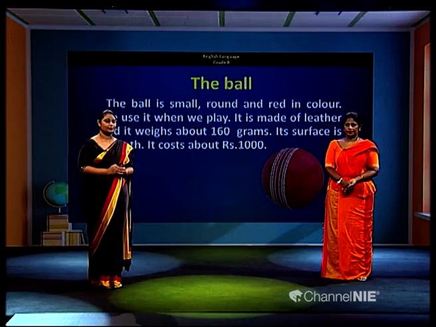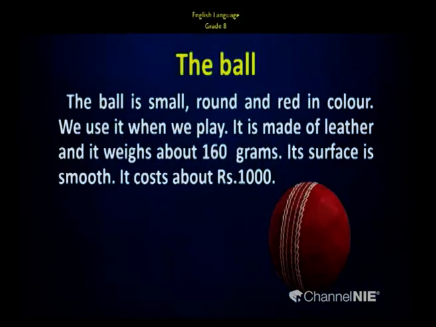This is how you write your description now. The ball. Shall I read it? Yes, please. The ball is small, round and red in color. We use it when we play. It is made of leather and it weighs about 160 grams. Its surface is smooth. It costs about 1000 rupees. All right, children. So all the 6 points were included in this paragraph, in this description. You described about the ball now. Now, there are instances when we have to describe things to our parents, friends, right?